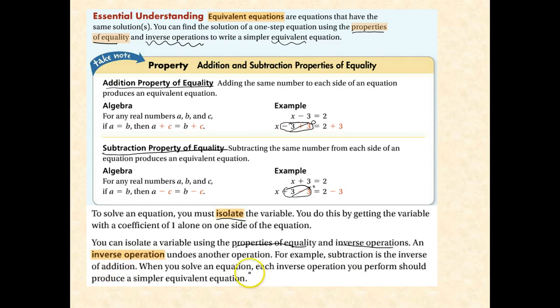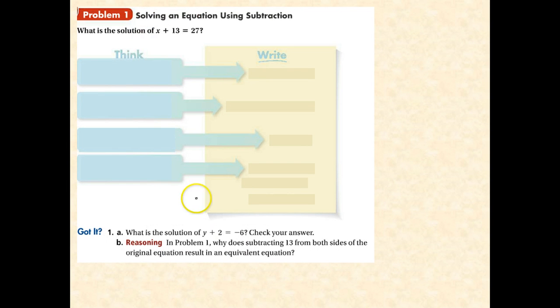It undoes it. When you solve an equation, each inverse operation you perform should produce a simpler, code word simpler. That's not the secret phrase. It's just an important word. It should be a simpler equivalent equation. All right. What is the solution of x plus 13 equals 27?